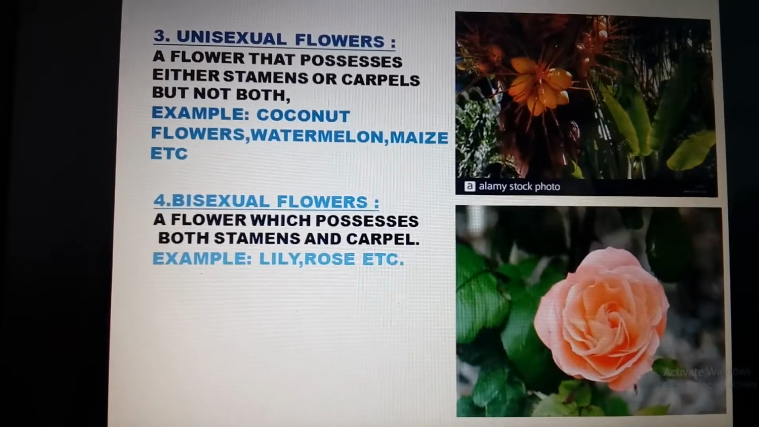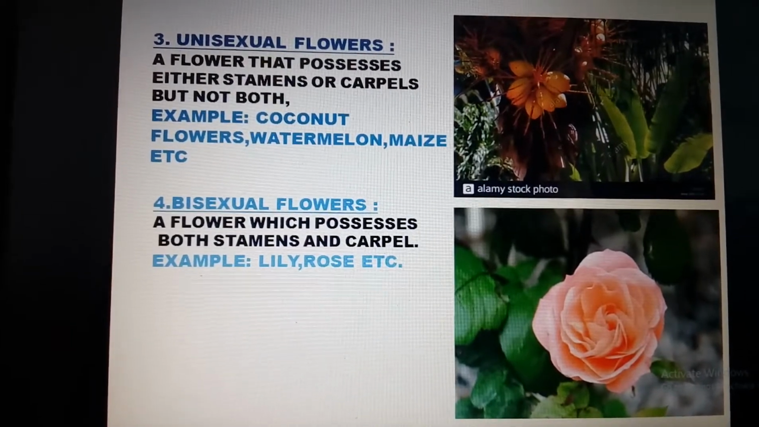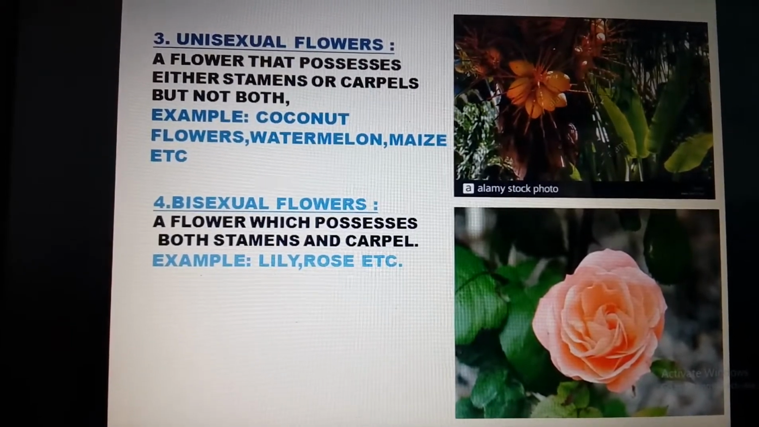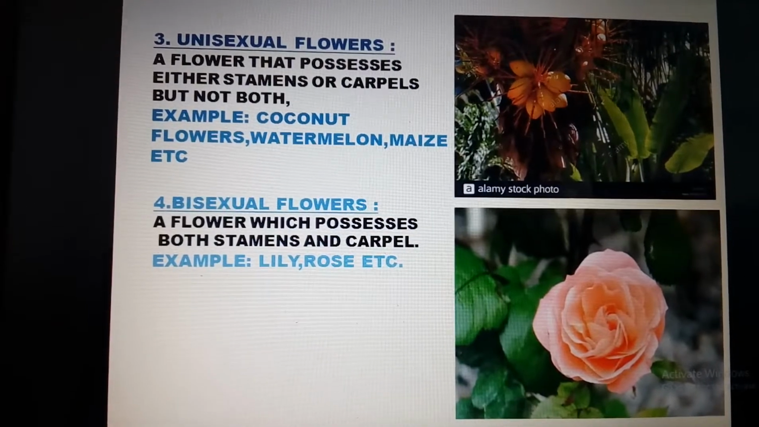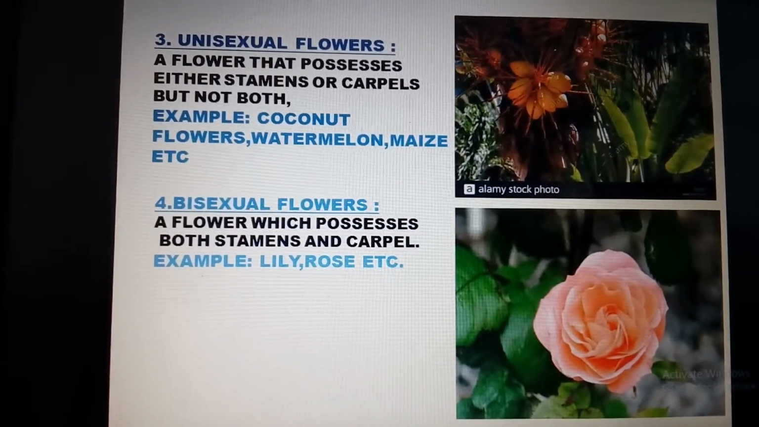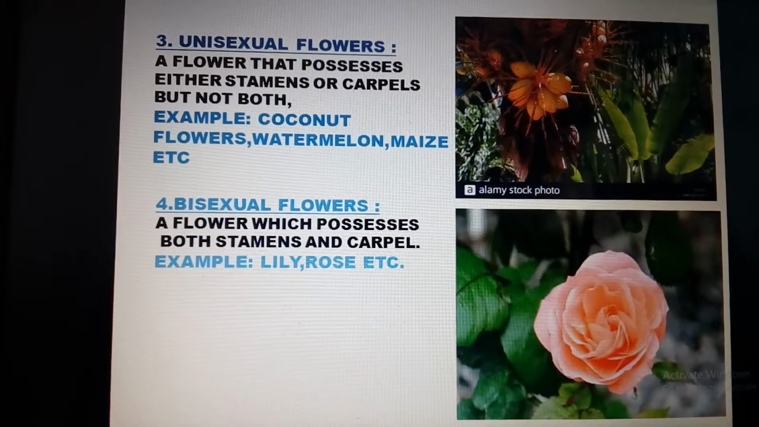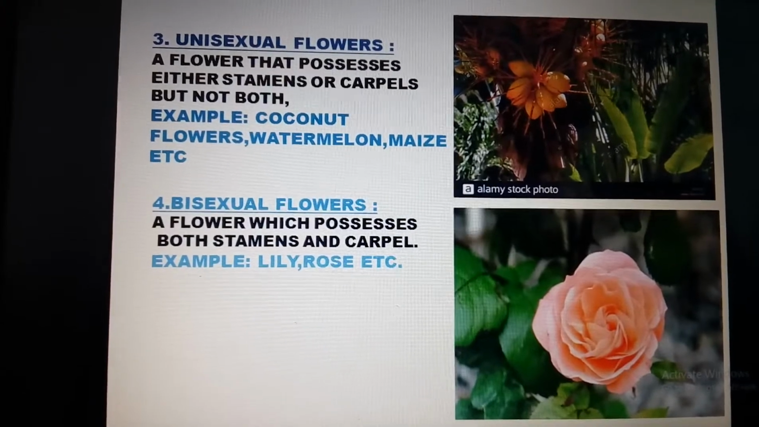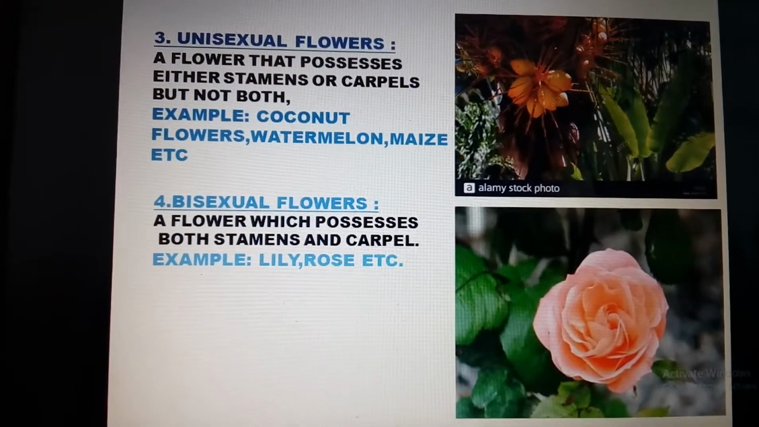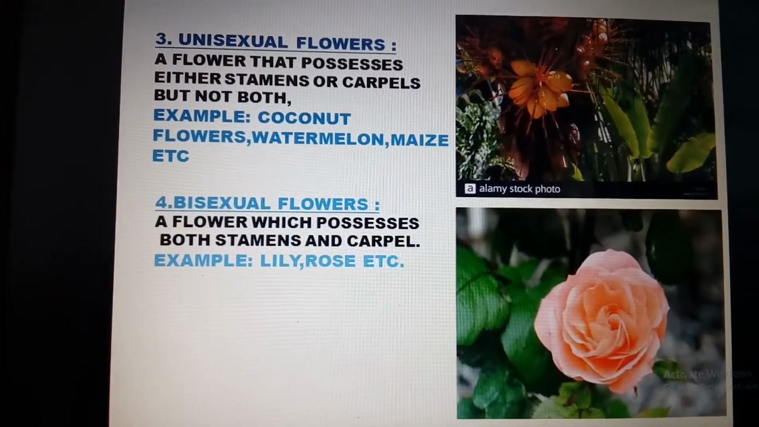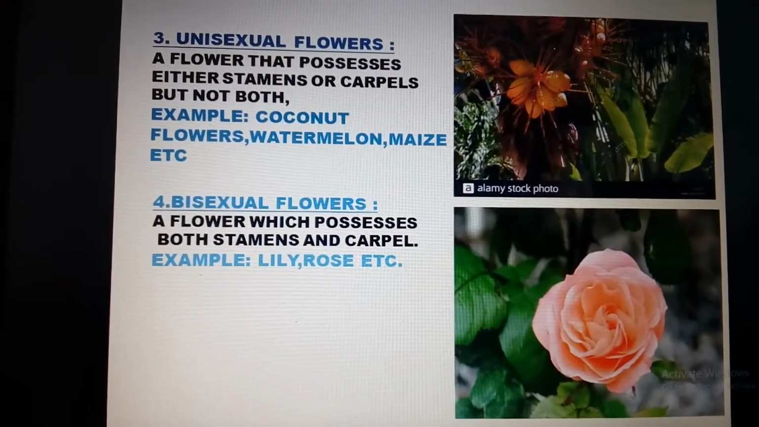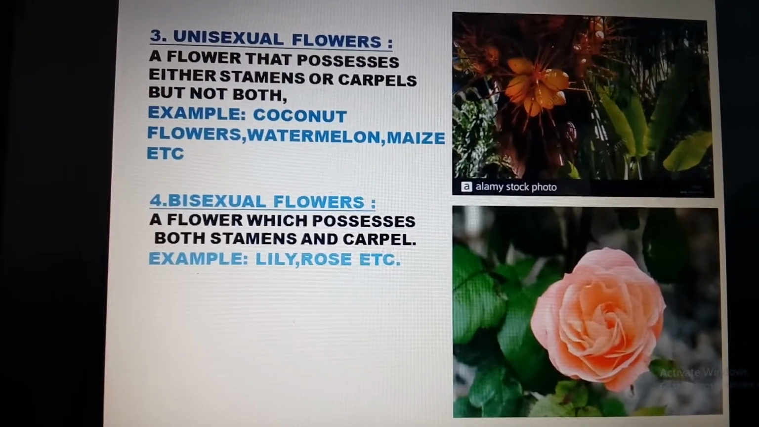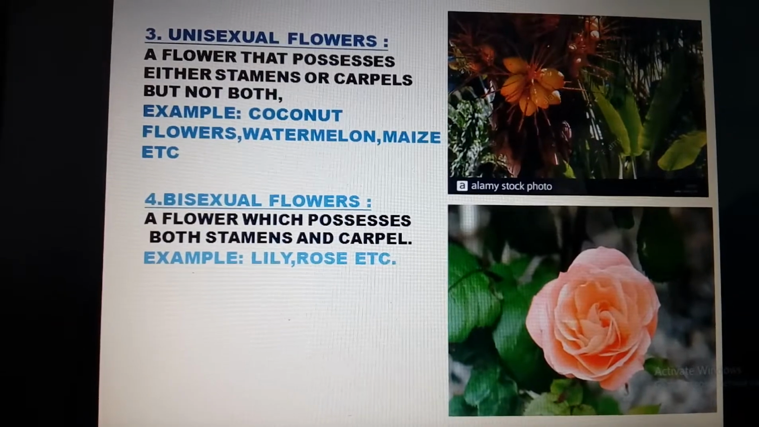There is another type which is called the unisexual flower. Uni means one. That means a flower that possesses either stamen or carpel, but not both. That means either it is a male flower that contains stamen, or it is a female flower that contains carpel. Examples: coconut flower, watermelon, maize. In the picture you can see the coconut flower.